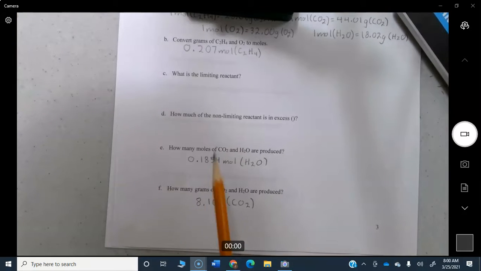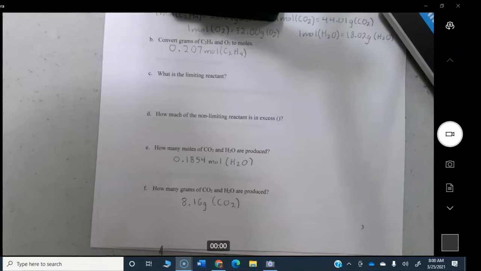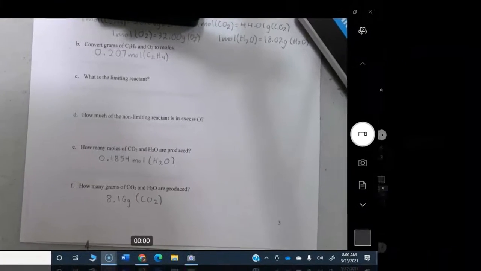All right, and finally, for the number of grams of CO2, that's the answer right there. You should get 8.16. Show the work, and then you have to do the entire thing for H2O and get the answer over there, okay? So those are the check figures for problem 3.